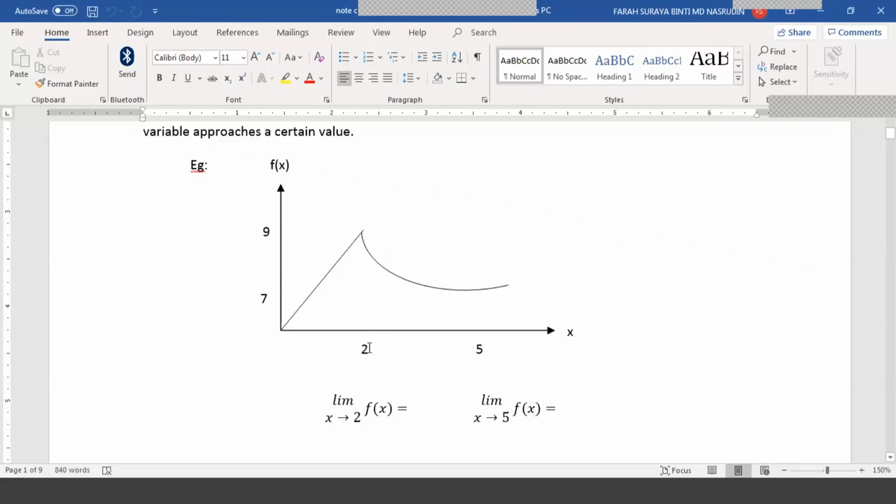So bila nilai x hampiri 2, if we are talking about approaches 2, we can approach 2 from left side or right side. Okay, boleh menghampiri 2 daripada sebelah kiri ataupun sebelah kanan. Ni 2 kat sini kan. So kita boleh datang daripada sebelah kiri ataupun boleh datang daripada sebelah kanan. Dua-dua tu memang menghampiri 2. Okay, faham tak konsep ni? You all faham tak?